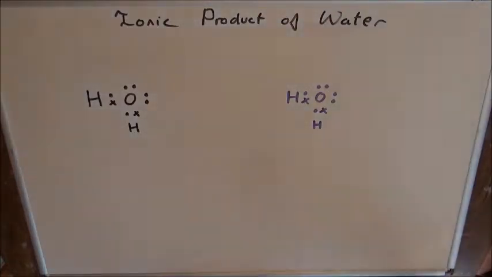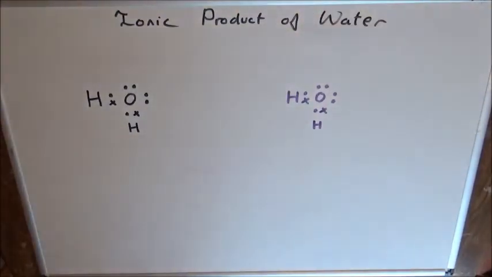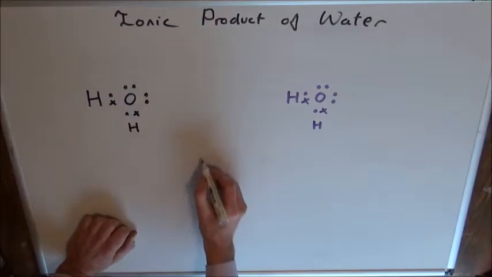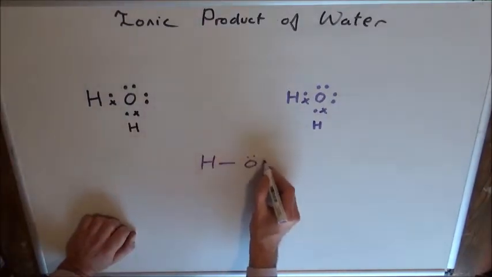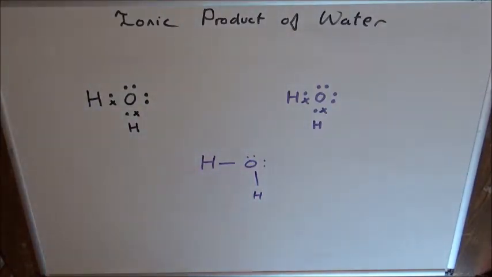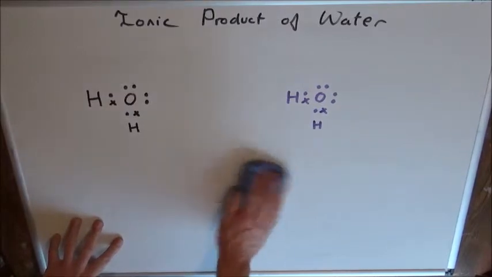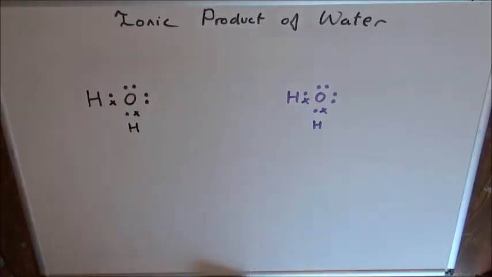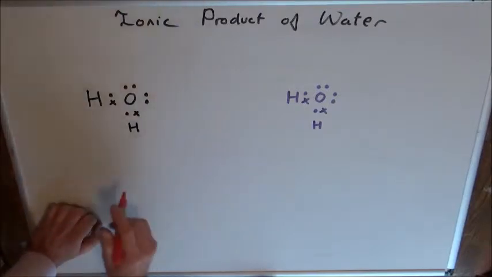So I've drawn a couple of water molecules here showing the electron pairs. I could just represent a water molecule like this if I wanted, but I'm showing all of the outer shell electrons because I want to show you how a water molecule can separate or dissociate to form ions, because in any body of water there will always be a tiny proportion of the water molecules that have undergone this dissociation.